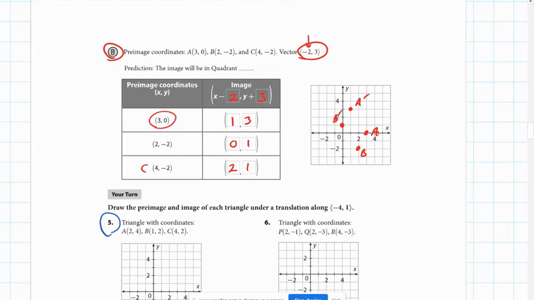So it started at (4, -2), point C, and it ended up at (2, 1). This original point is actually here. So we have C and C prime. So we have this little triangle ABC and its translation A prime, B prime, C prime.